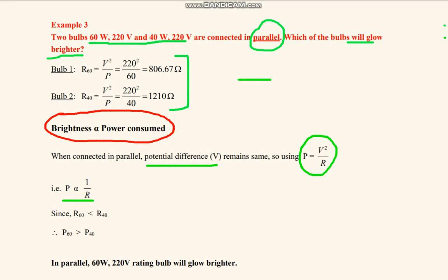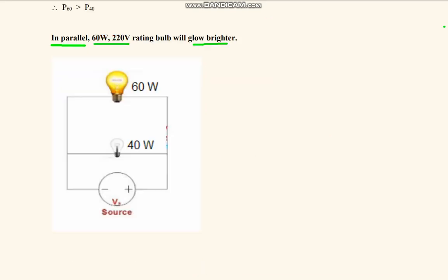And as we have already found, the resistance of the 60 watt bulb is lesser than the resistance of the 40 watt bulb. That means the power consumed by the 60 watt bulb is greater than that consumed by the 40 watt bulb. So here we conclude that when the bulbs are connected in parallel, the 60 watt 220 volt bulb will glow brighter than the 40 watt 220 volt bulb. As you can see on the screen, when these two bulbs are connected in parallel, the 60 watt bulb is glowing brighter than the 40 watt bulb.